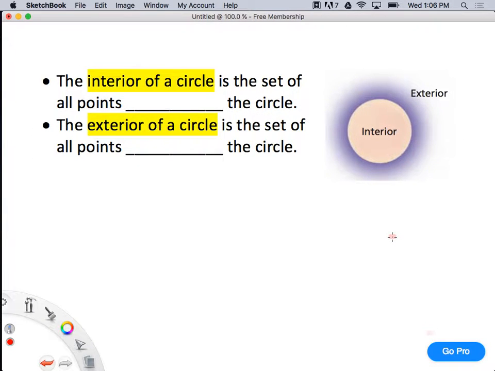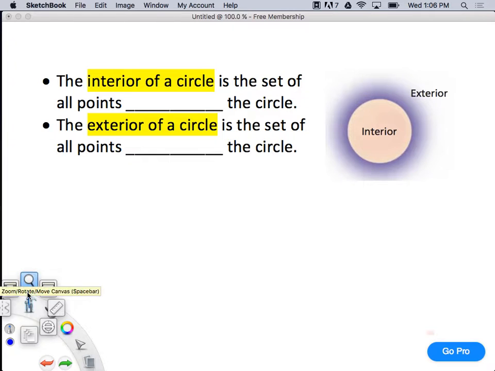The interior of a circle is the set of all points, what? The interior would be all the points that are what? Inside.